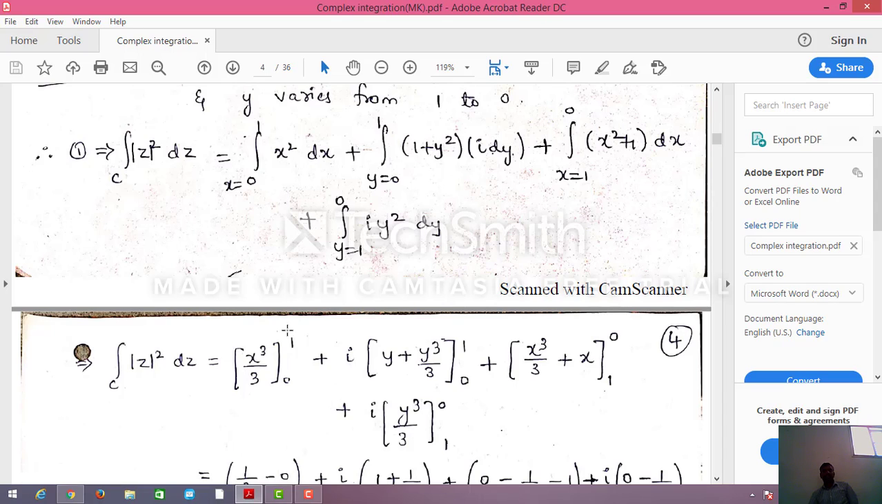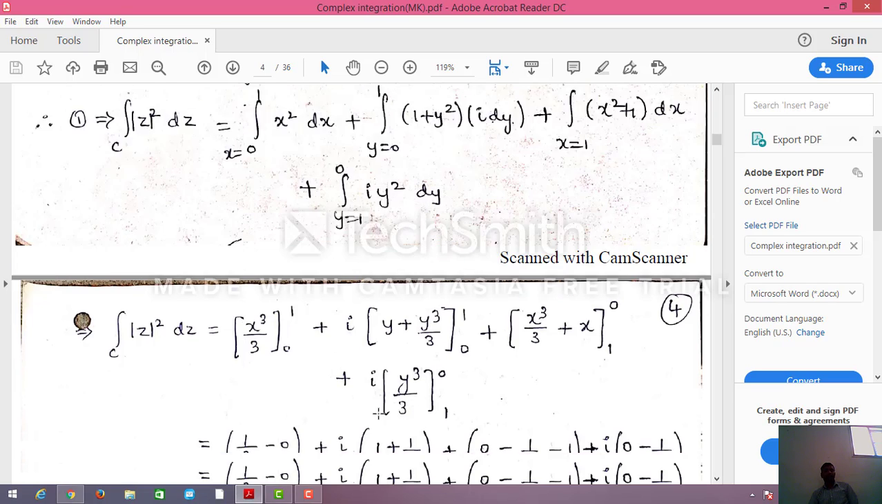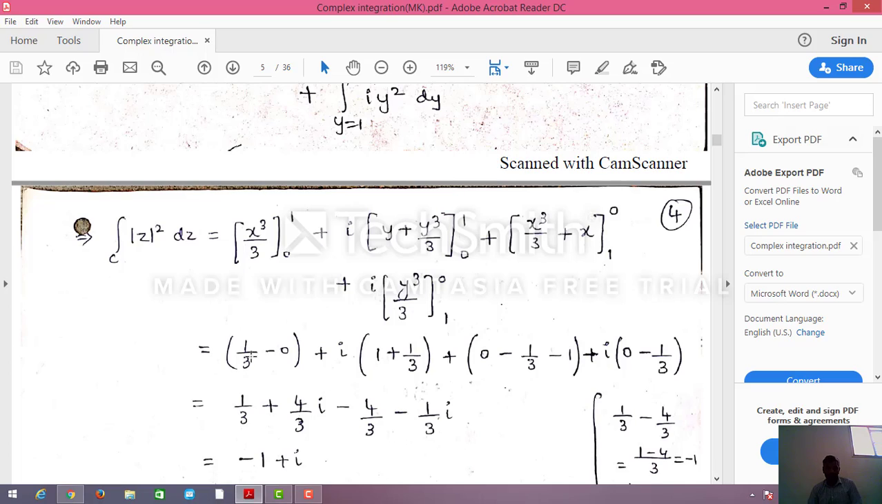Now integration of x square is x cube by 3, 0 to 1, plus i, I am taking outside, integration of y square dy is y cube by 3. Limit should be 0 to 1. Integration of x square is x cube by 3 plus integration of dx is x, 1 to 0. Now similarly, I took i outside, integration of y square into dy should be y cube by 3. So now I have applied the limits.